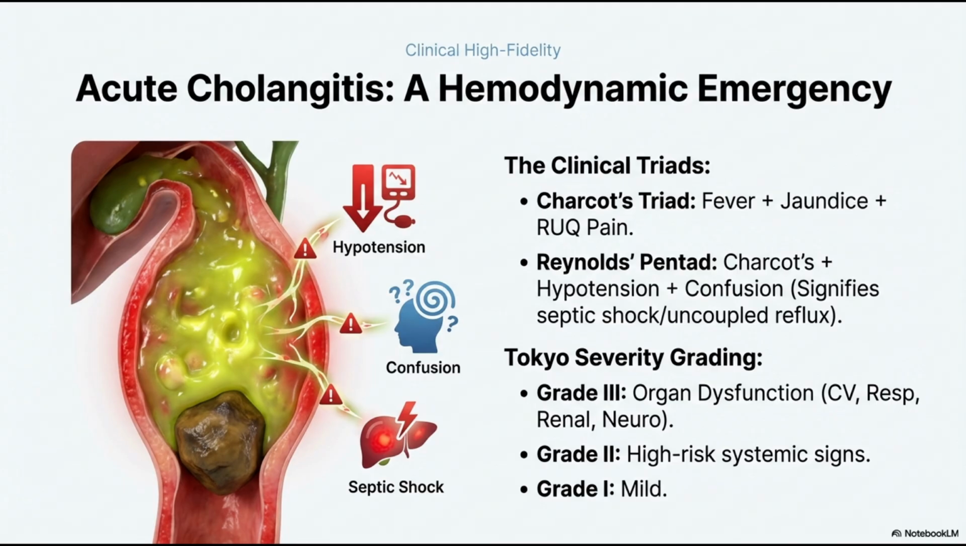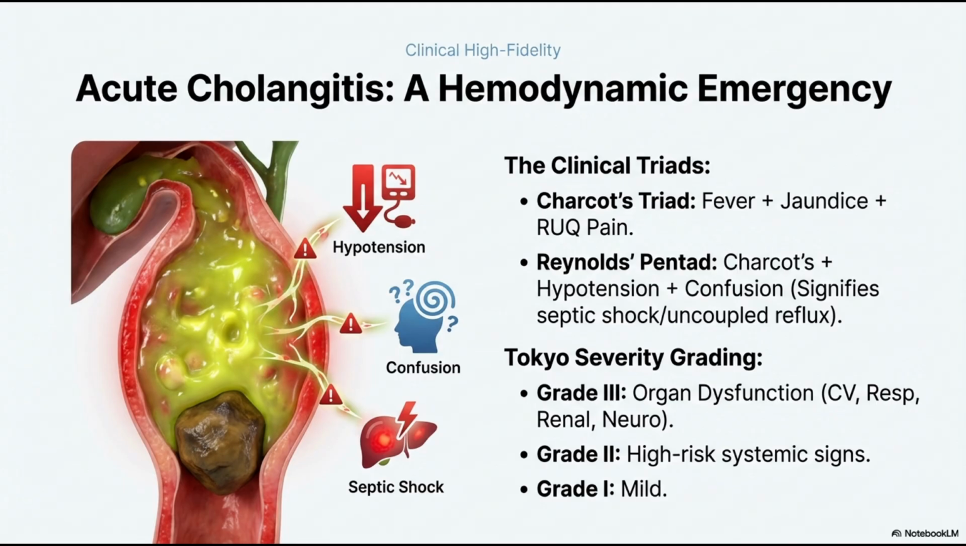We are going to use the Tokyo Guidelines 2018 framework here because it's the global standard. They have diagnostic criteria. A, systemic inflammation, plus B, cholestasis, plus C, imaging. But the real meat, the part that you need to know on a night shift, is the severity grading. This is the decision matrix for the intensivist. It tells you how fast you need to run.